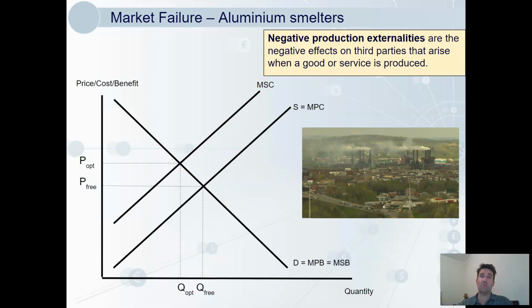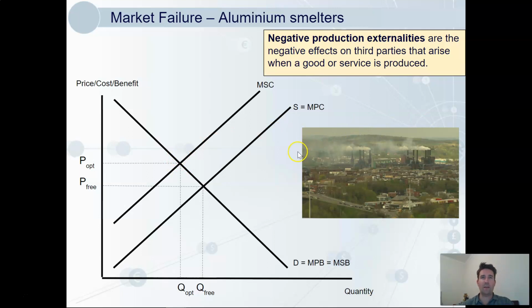The free market equilibrium occurs where the market firm decides to maximize its own benefit. That's going to be here. This is the intersection of the marginal private costs and marginal private benefits. We can see that this point is beyond Q-opt, where society would like to be. So again, this represents an over-allocation of resources. So an over-allocation of resources to aluminium smelting.